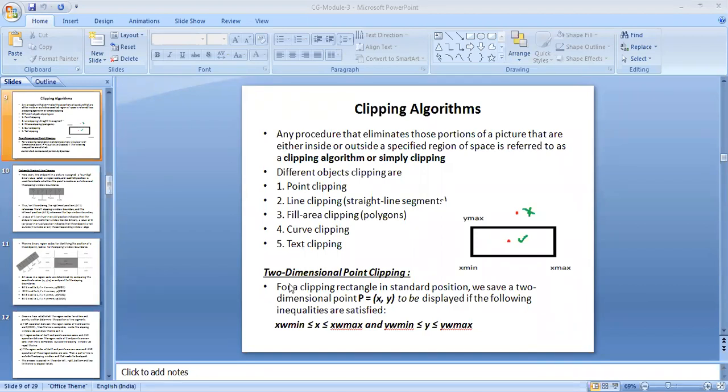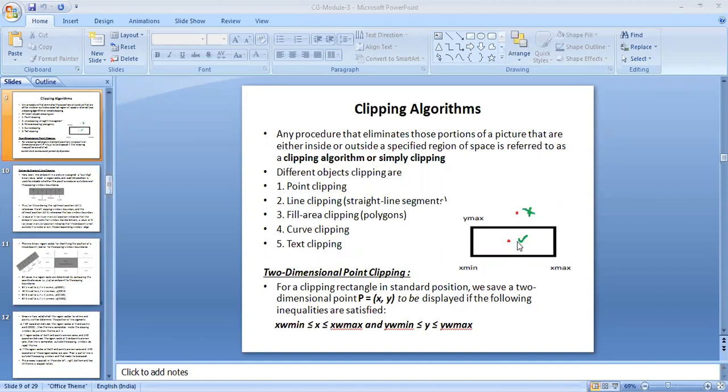Now coming to the first type of clipping, that is point clipping. How can we define point clipping? Point clipping means a point I need to clip, that means remove. Consider this is my area, my region of space, which I will call my window. The usual constraint is that all the points within this window are required, and all the points outside the window are not required. All the points outside this window I need to clip, remove, or delete.